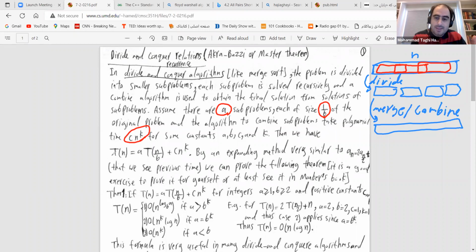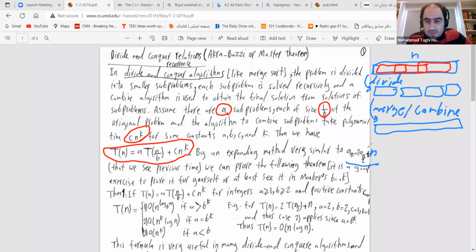Then you need to combine them, and the running time of this algorithm would be something like this. T of n equals a subproblems, each of size n over b that you need to solve, and then C n to the k, which is what you need to do to combine the solutions. This is actually the one we did previous time for a previous problem. In particular, a_n is equal to 2 times a_{n/2} plus n. And we did the analysis in the previous lecture, if you remember.